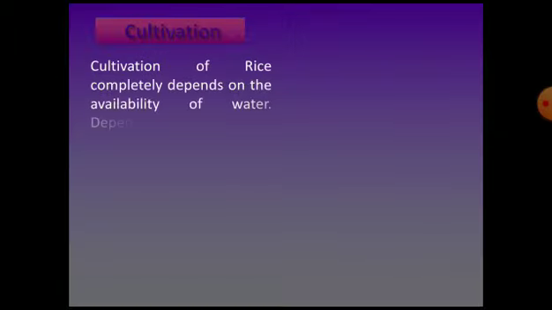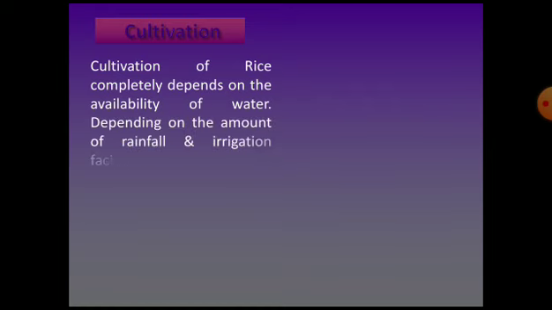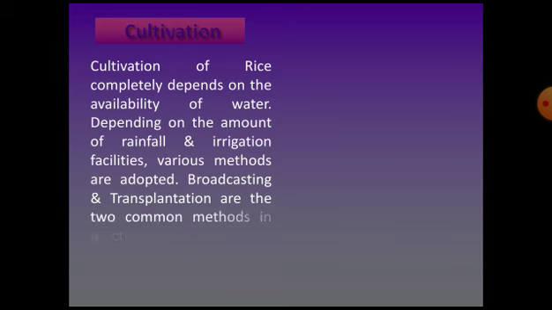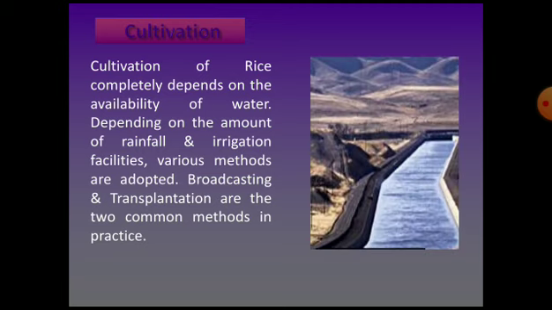Next is cultivation. Cultivation of rice completely depends on the availability of water. Depending on the amount of rainfall and irrigation facilities, various methods are adopted. Broadcasting and transplantation are the two common methods in practice. Next is broadcasting.